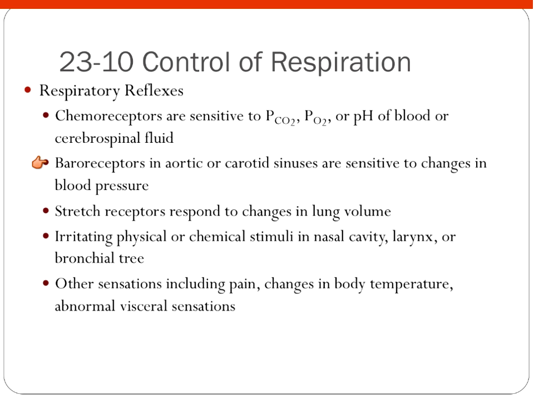Anything that's an irritant in your upper respiratory passage, whether it's physical, someone putting their hand over your mouth, or a chemical stimulant, too much smoke or something in the room, can trigger coughing and trigger respiratory reflexes. Coughing is a reflex to get these toxic things away from and out of your body. And other sensations, including pain, changes in body temperature, and visceral sensations can also control or alter your respiration.